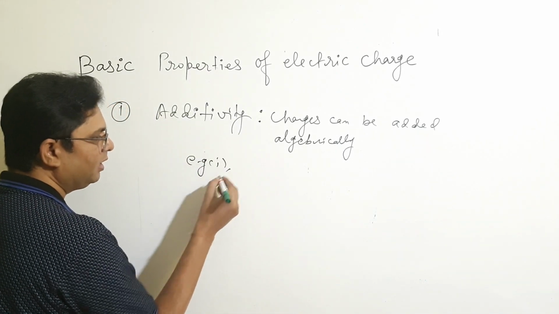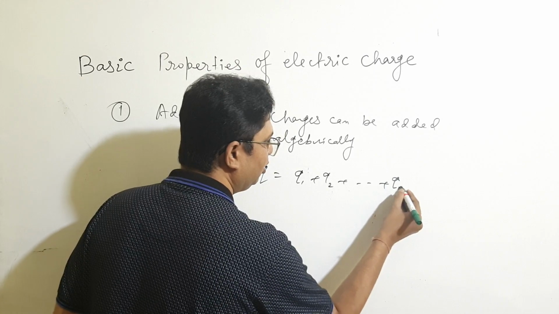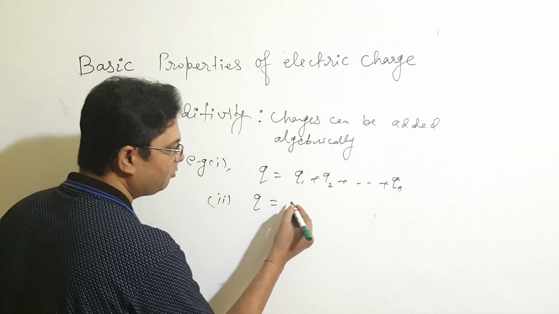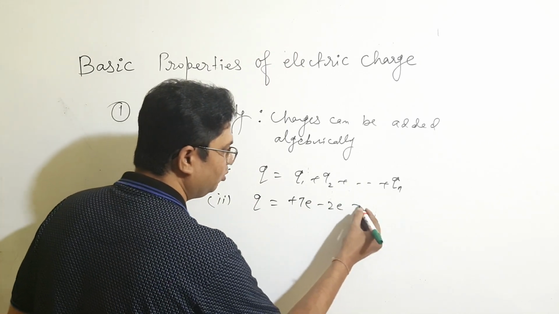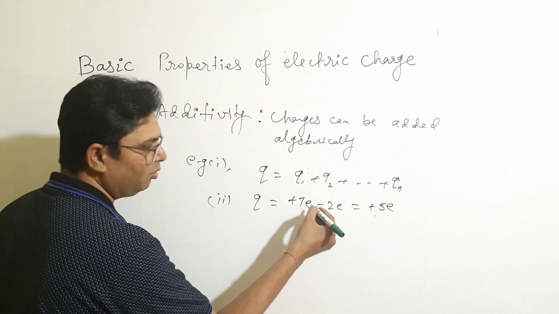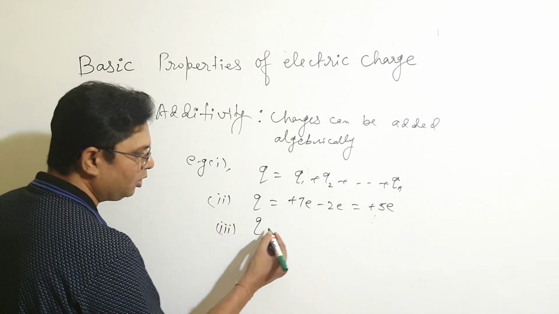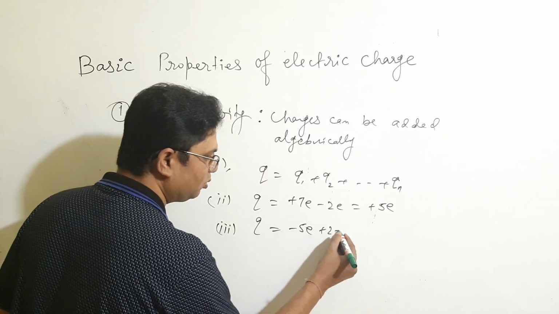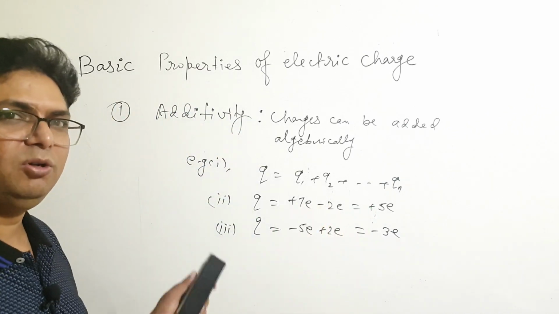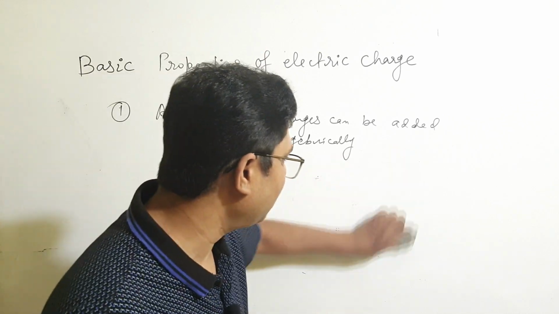Example number 1: Q equals Q1 plus Q2 plus dot dot Qn, if there are n number of charges. Example number 2: Q equals plus 7e minus 2e, which equals plus 5e. When plus and minus are combined, the greater value gives the sign of the answer. Example number 3: Q equals minus 5e plus 2e, so you have minus 3e. So charge can be positive or negative after addition or subtraction. This is said to be the additivity or additive property of charges.